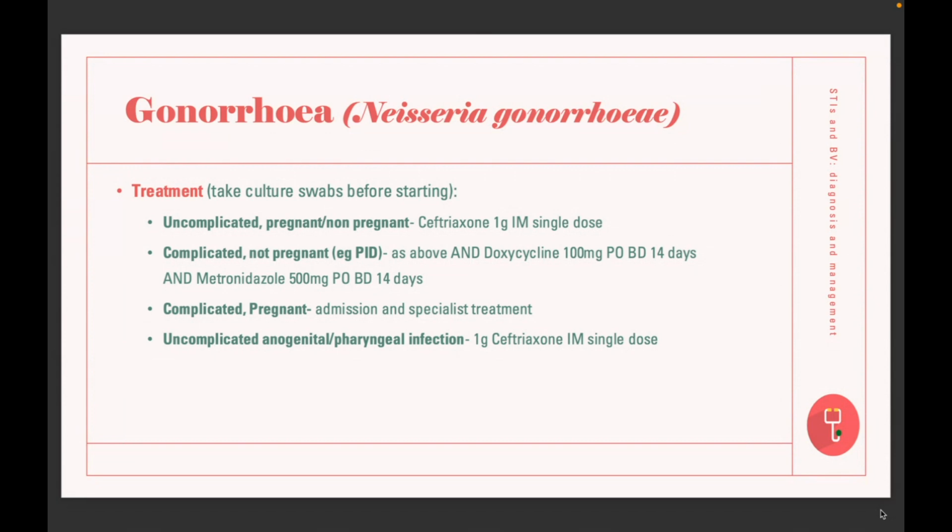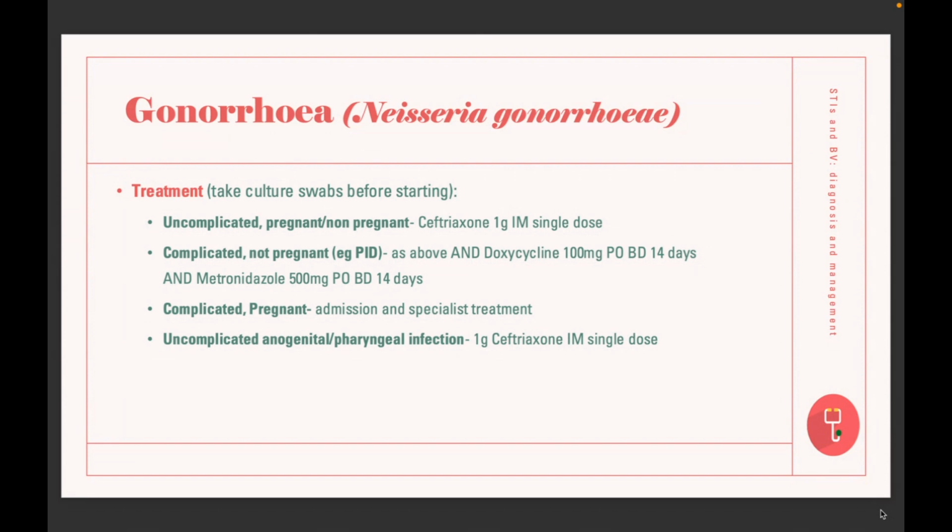If they have a complicated presentation, for example, if they have PID from having gonorrhea, and as long as they're not pregnant, you can give a 1 gram IM single dose of ceftriaxone and a 2-week course of doxycycline and 2-week course of metronidazole. If they have a complicated presentation, for example, like something like PID, and they're pregnant, they need admission and specialist treatment. That wouldn't be managed in the community just because of increased risk, obviously, in pregnant patients.